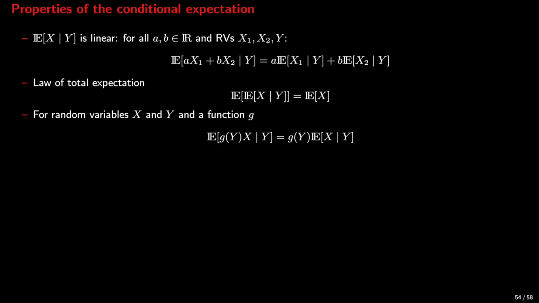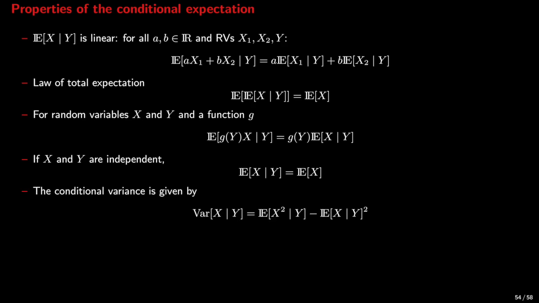Next, we can pull out constants from the conditional expectation. If we have the expectation of g of y times x given y, then g of y behaves like a constant and can be moved out of the conditional expectation. As we said before, if x and y are independent, the expectation of x given y is equal to the expectation of x. Another very useful property is that the conditional variance of x is given by this formula.